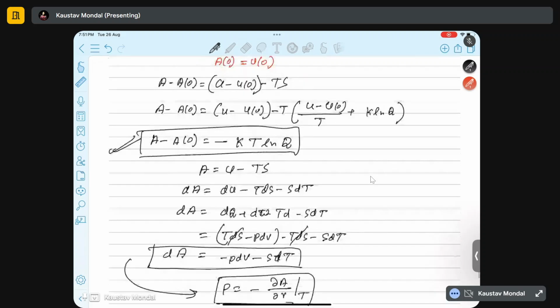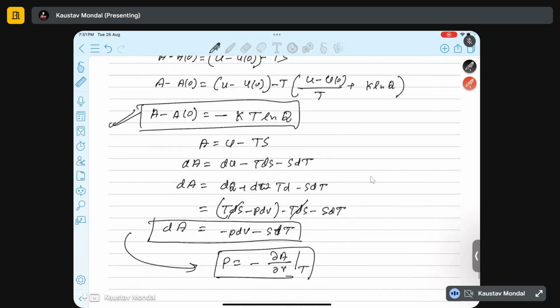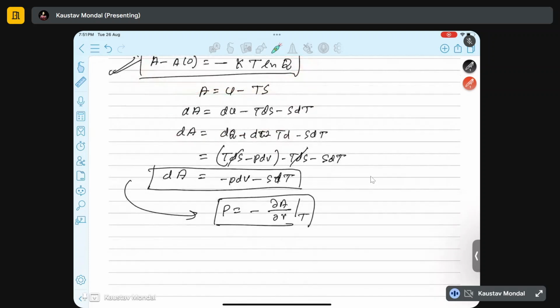The Helmholtz energy is related to the partition function capital Q, and pressure is also related to the Helmholtz energy. So that means we can directly connect this partition function Q with the pressure simply.